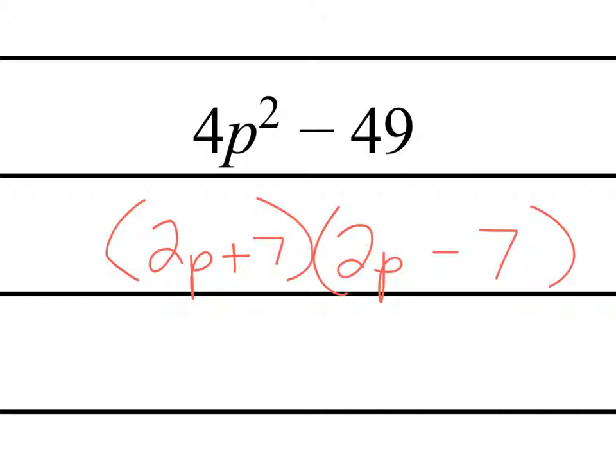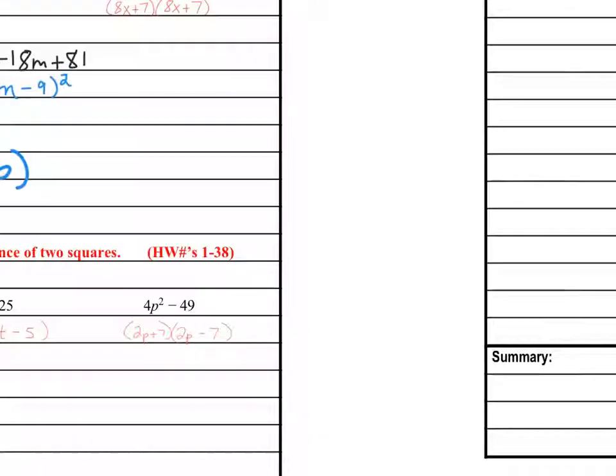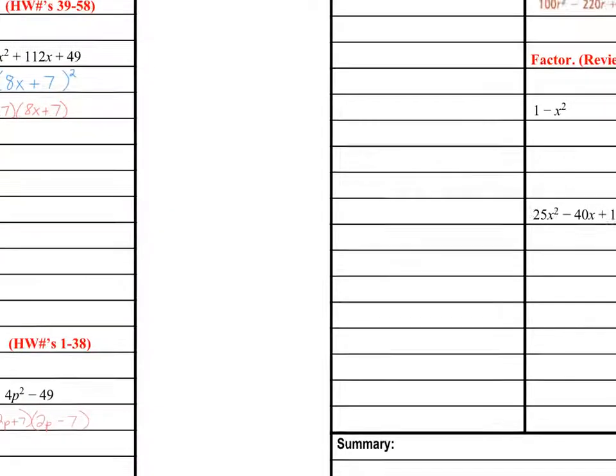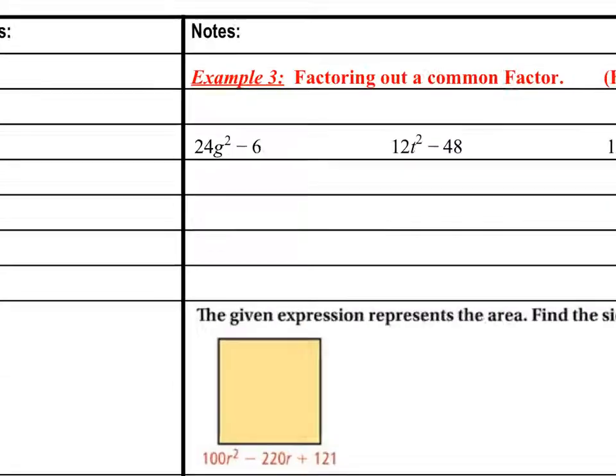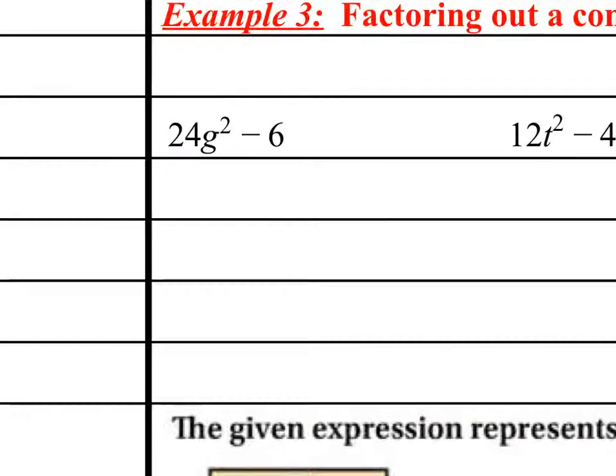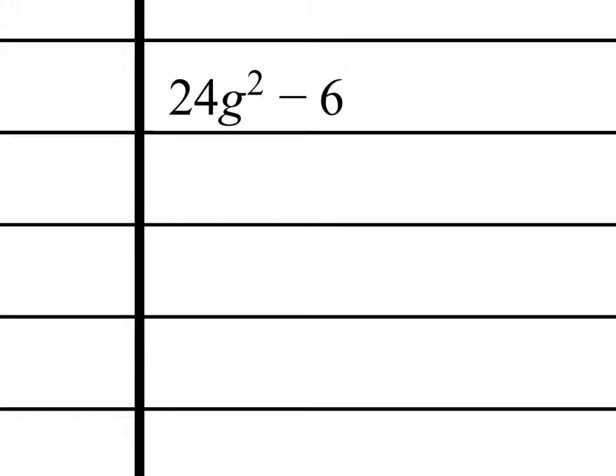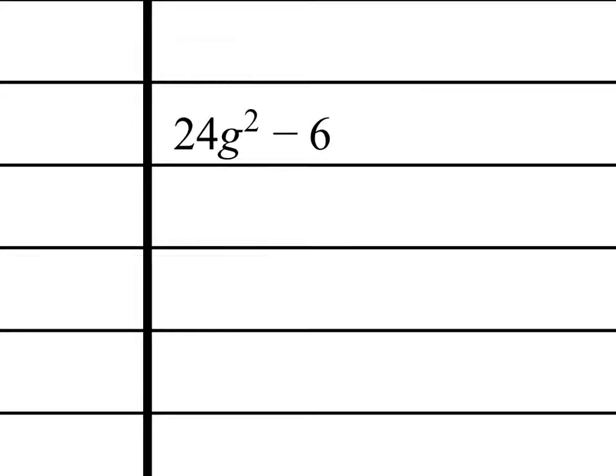Okay, those are the only shortcuts, so now we're just going to practice. The next one's on the back. You need to find the GCF first. So the GCF between 24g squared and negative 6. What can those both divide by, guys? 6. Take it out. So 6 times the quantity 4g squared minus 1.